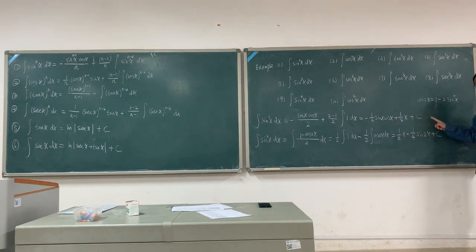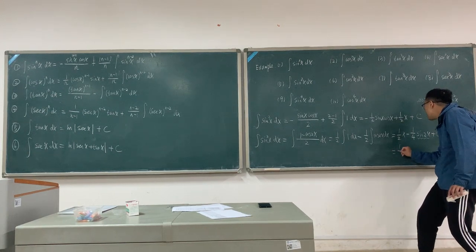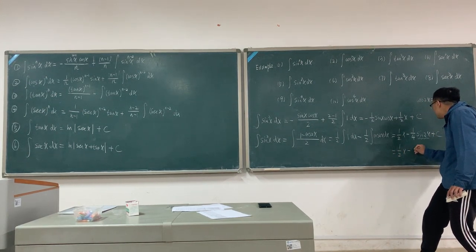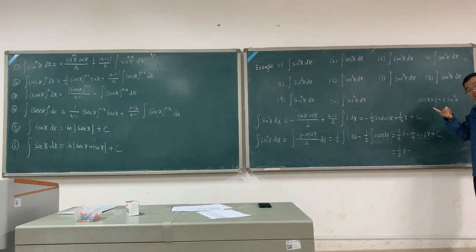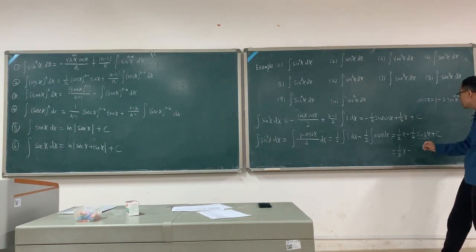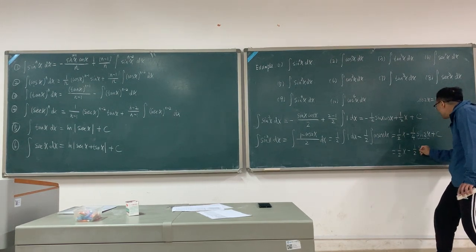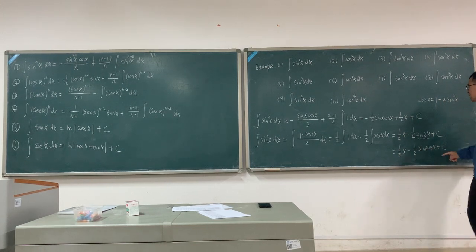Actually, these two are the same, because sin 2x equals what? 2 times sin x cosine x. So here it should be 1/2 x minus 2 sin x times cosine x, so here should be 1/2 sin x cosine x plus the constant. So they are the same. Okay, they are the same.